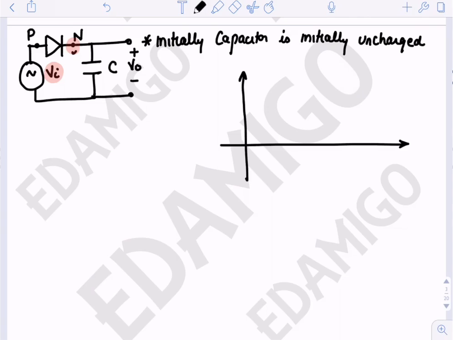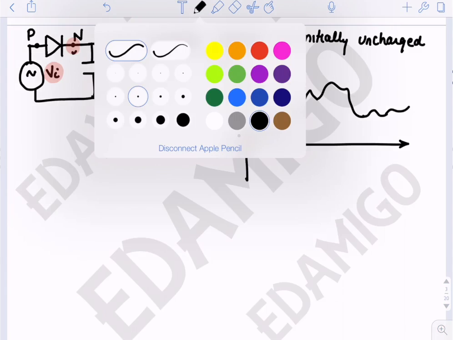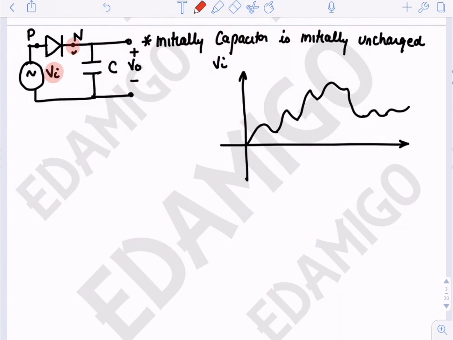So I'm just taking this as the input, this is Vi. Since Vi is positive initially and the capacitor is initially uncharged, the N terminal is at 0 volts and the P terminal is connected to Vi. Since Vi is positive, Vi will push current in this direction, and the diode will turn itself on. When the diode turns on, the P terminal gets connected to the N terminal, and we can see that Vi is directly short circuited to the capacitor.